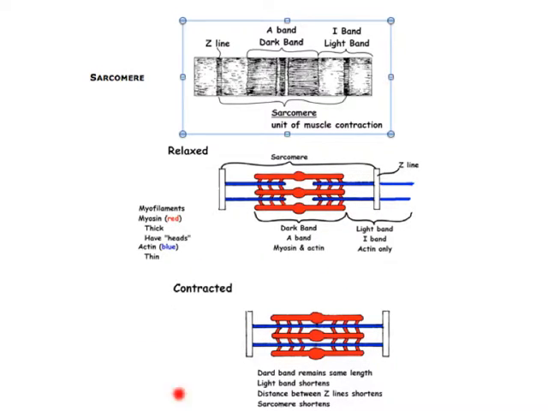Now, here's a contracted version of it. Notice that the dark band remains the same length. However, the distance between the Z lines has shortened, and that's how a muscle essentially contracts. It's not exactly how it contracts, but that's what it looks like when it contracts. We'll talk a little bit more later about how it contracts.